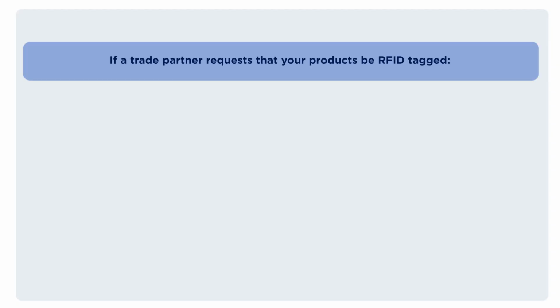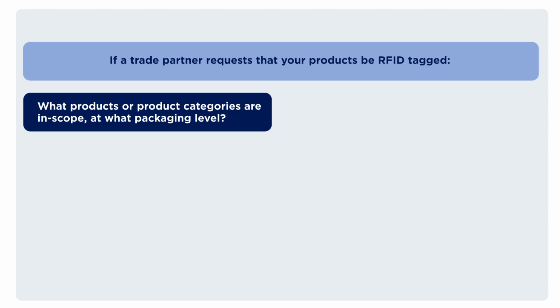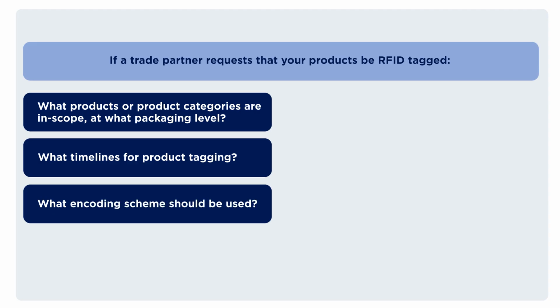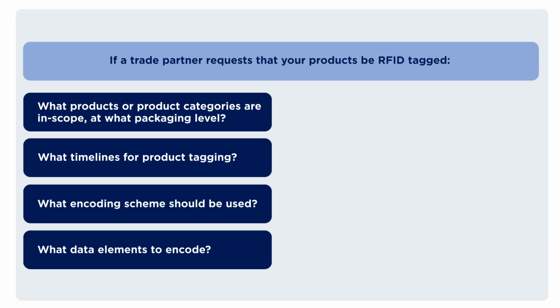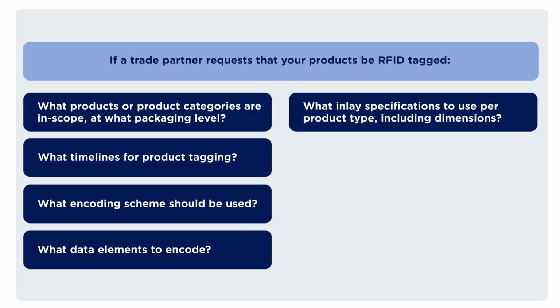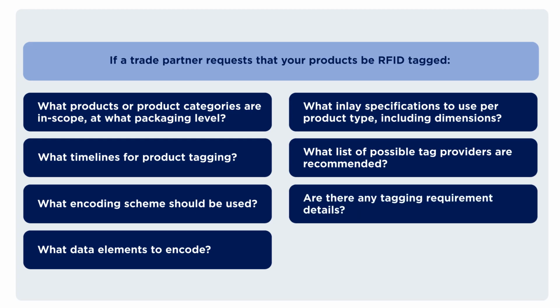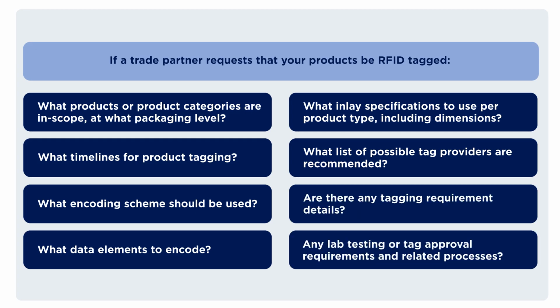If a trade partner requests that your products be RFID tagged, here are a few helpful questions to pose. What products or product categories are in scope? At what packaging level? What timelines for product tagging? What encoding scheme should be used? What data elements to encode? What inlay specifications to use per product type, including dimensions? What list of possible tag providers are recommended? Are there any tagging requirement details, any lab testing or tag approval requirements, and related processes?